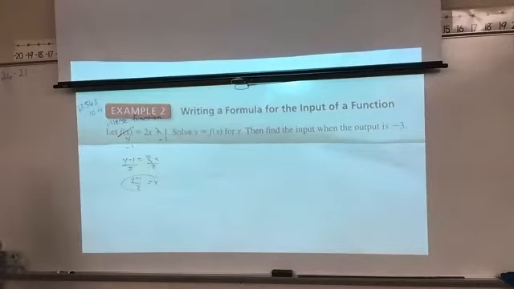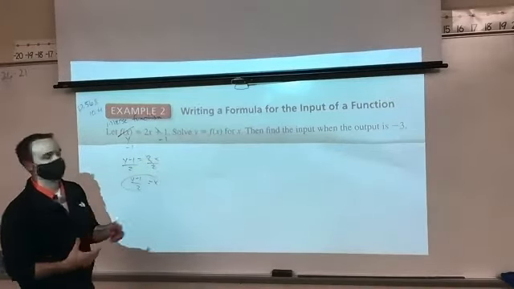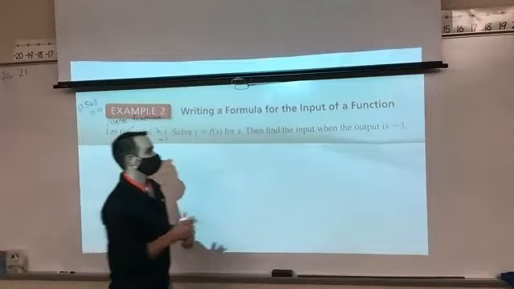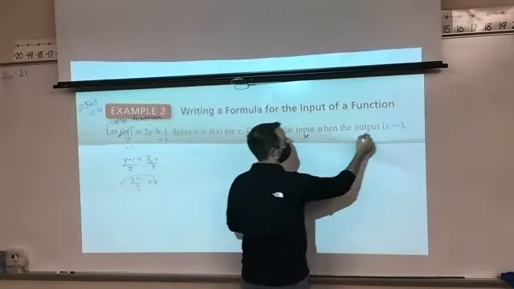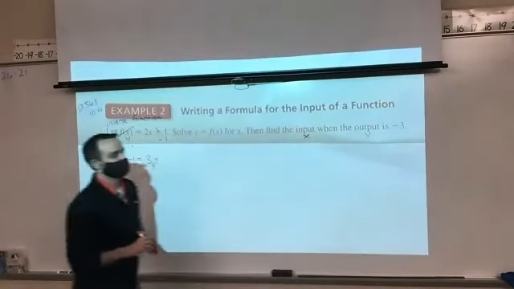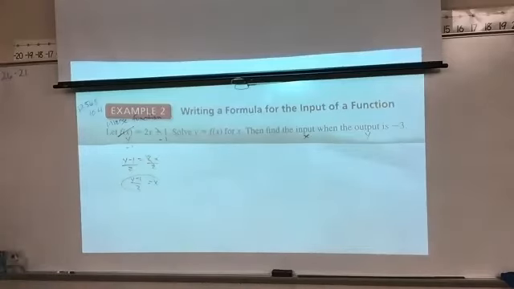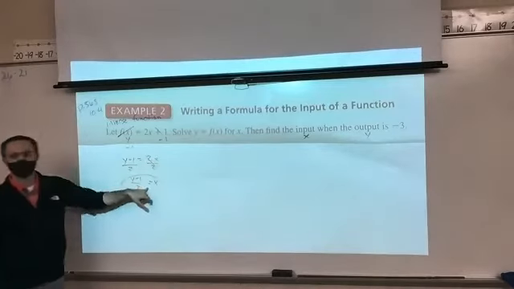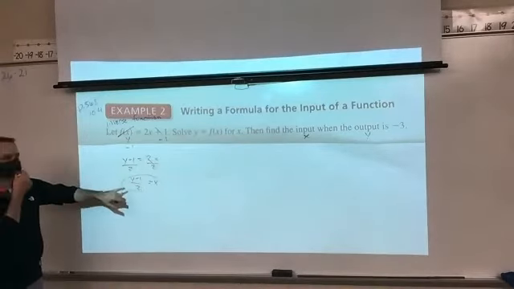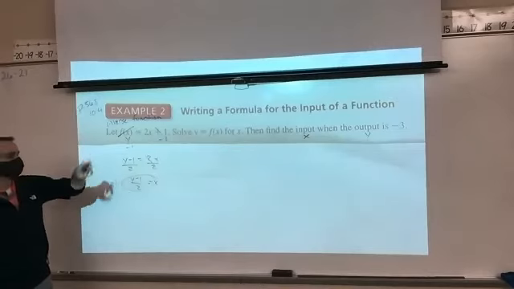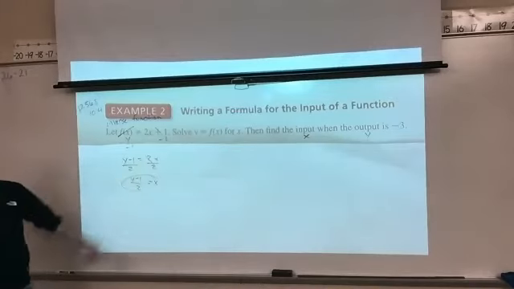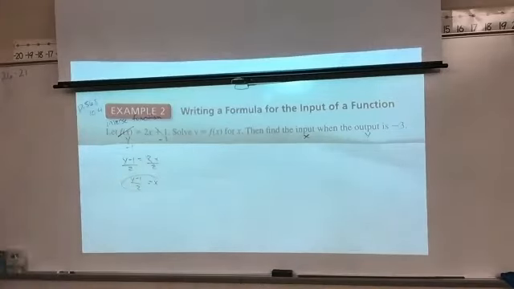But then the second part says find the input when the output is -3. Remember, input is x, output is y. So they're telling you to find the x value when y is -3. So that's a lot easier once we have solved for x here. Right? We got that x by itself. So all we have to do is take that -3 and plug it in for y. We'll take that -3, plug it in for y, we're going to get a number out.